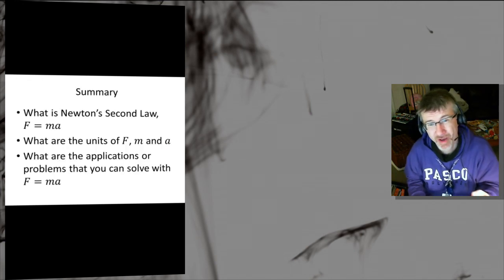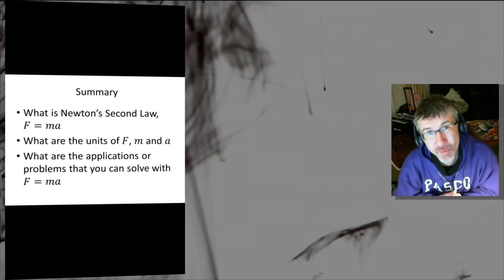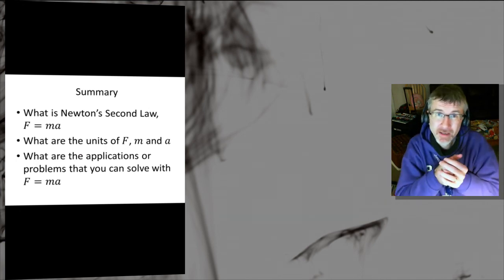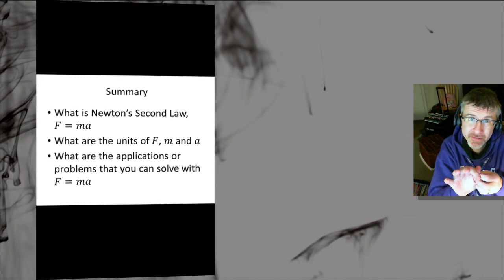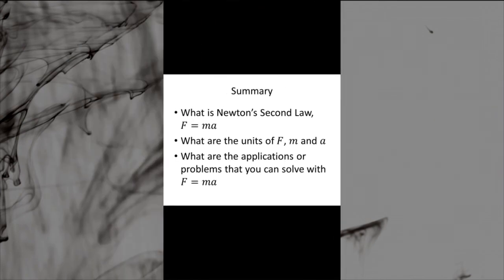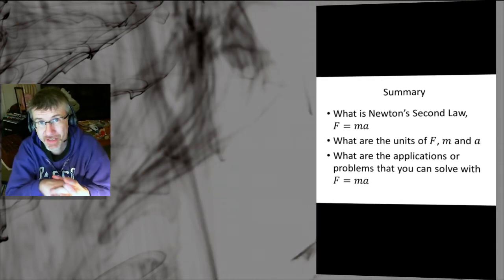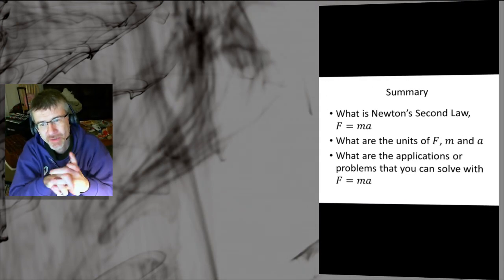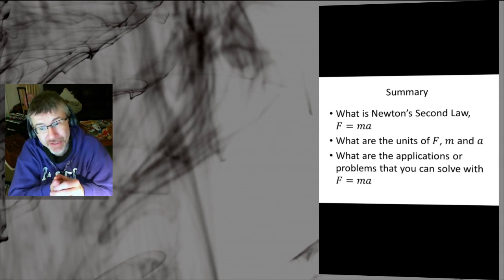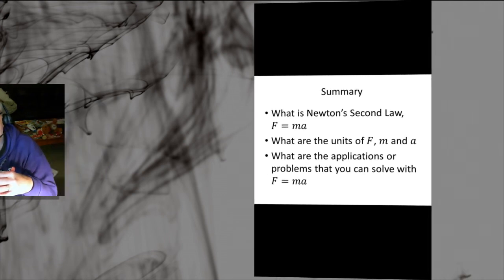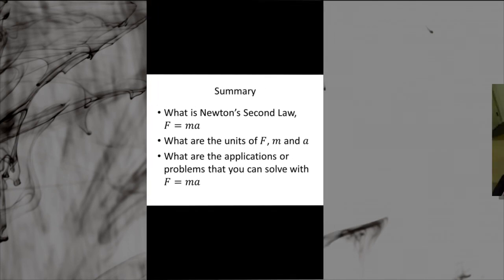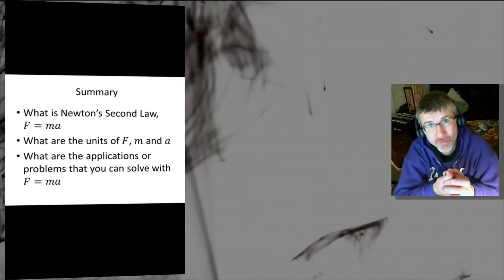Those are the 3 types of problems you can get. So here's the summary. We talked about what Newton's second law is. Unbalanced force causes an acceleration. The direction of the acceleration is the direction of the unbalanced force. No unbalanced force, no acceleration. Object stays at rest. We talked about the units of force, the units of mass, the units of acceleration. We talked about the types of problems or applications that you can solve with F equals ma.